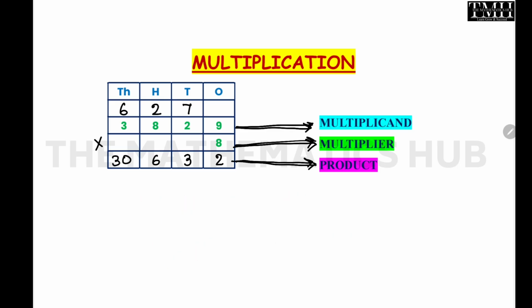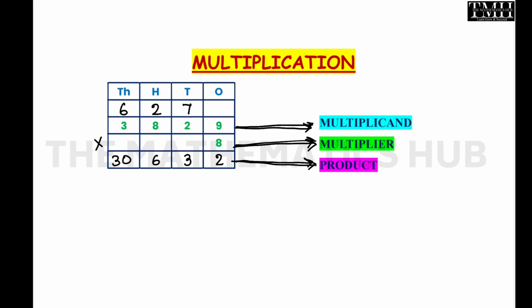While multiplying a number by a multiple of 10, 100 and 1000, multiply the multiplicand by the non-zero digit as I have done, and then add the number of zeros to the extreme right of the product.